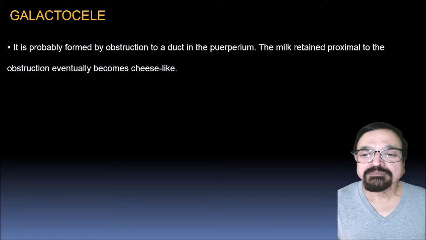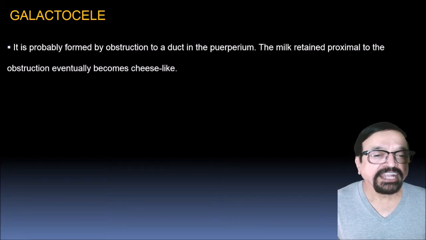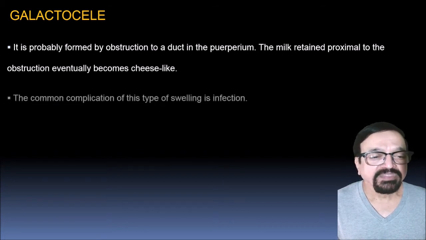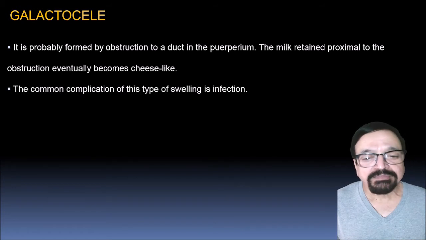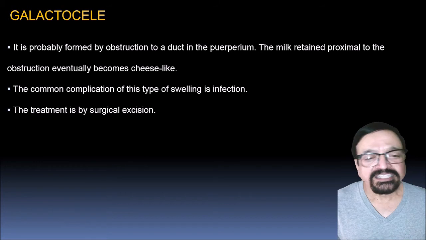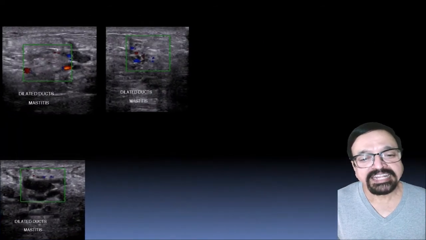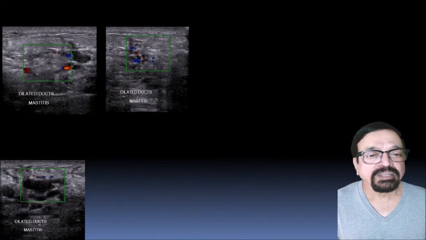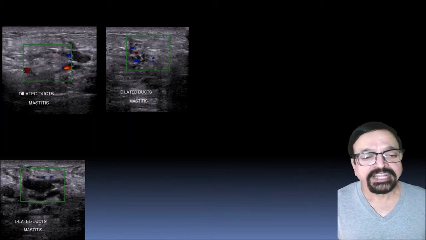The milk retained proximal to the obstruction eventually becomes cheese-like. The common complication of this type of swelling is infection. The treatment is by surgical excision, or if it can drain away, then sometimes they can have a spontaneous recovery.